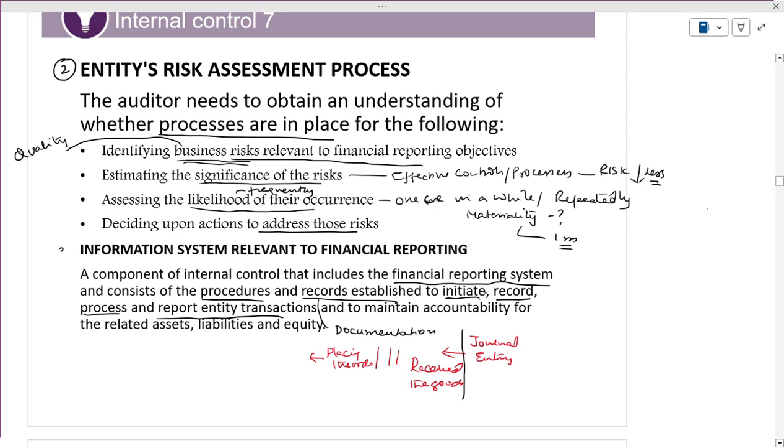It has to be what we have done in the beginning, that food example. We have initiated, and we have said that a responsible health and safety person should be there to check. After that, the financial perspective will come into the picture. Once you are receiving the goods, you will record it. Once you are recording it, there will be a process of payments. Then you are reporting the entity transactions in cost of sales.